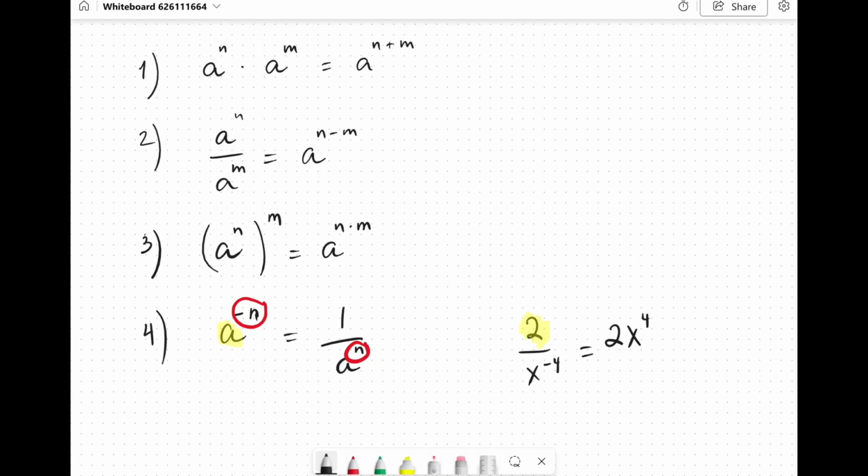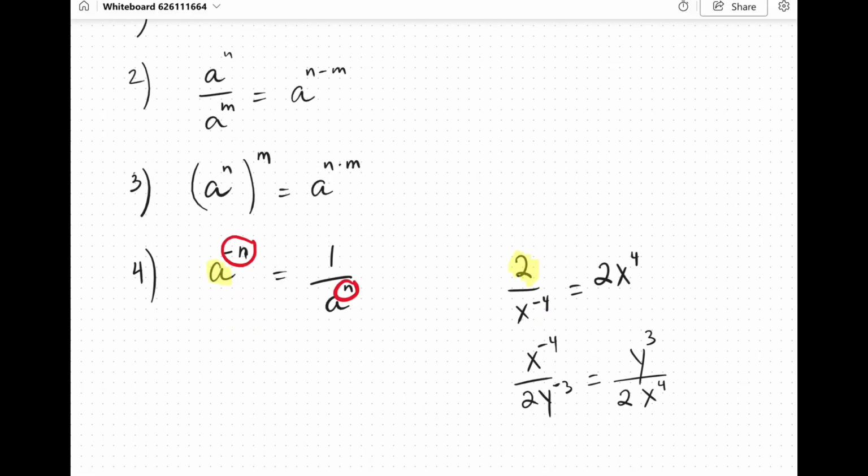Here's another similar example. So here, as you see, you have an x that is impacted by a negative exponent, a y that is impacted by a negative exponent, and a 2 that is not. So only x and y will be flipped, which means y will go to the top and the exponent will become positive. X will go to the bottom, which will make the exponent positive, but 2 will stay where it was.